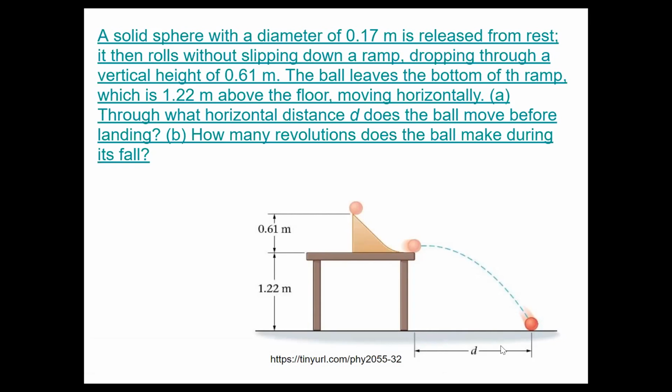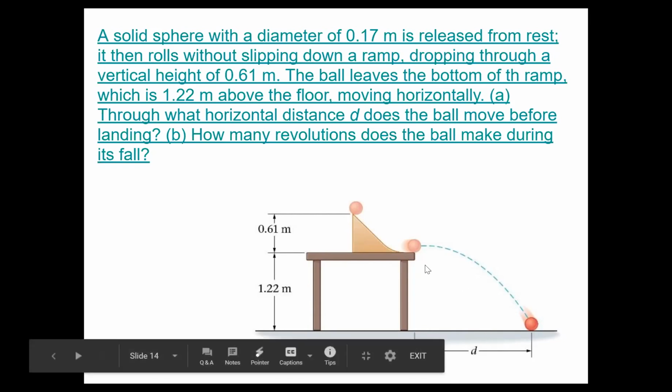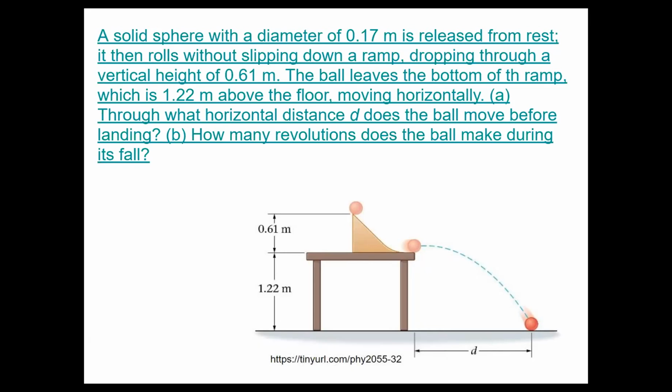And then how many revolutions does the ball make during its fall? So as it falls down, how many revolutions? It's just from the table to the floor here. So there are two parts of the motion here. The first one is the rolling motion, it rolls down. And then the second part is pretty much a projectile motion, in which the ball is actually spinning.